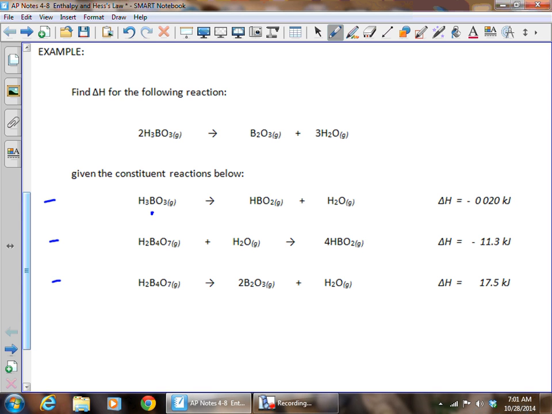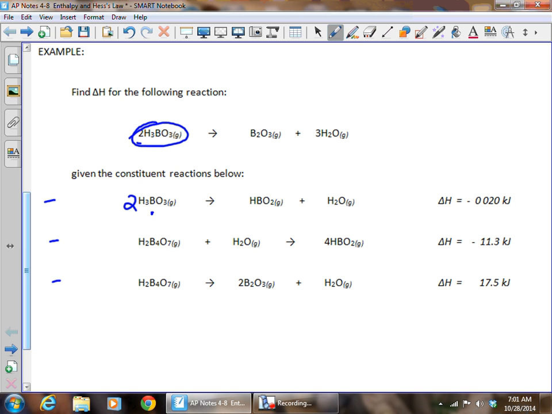It's already on the correct side of the equation, but do we have the right number? And the answer is no. What we're going to need to do is to multiply this. Notice there's two of them up here. We've got to get it to match this. So if that's true, we're going to have to multiply this by 2. Now, we can't just multiply part of a reaction by 2. If we multiply part of the reaction, we've got to multiply the whole reaction.